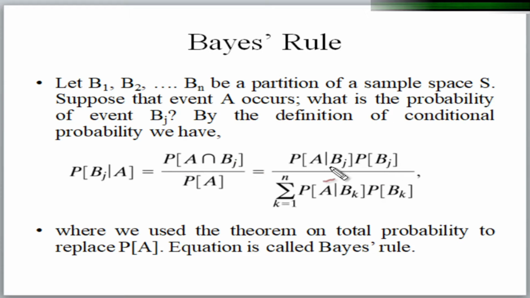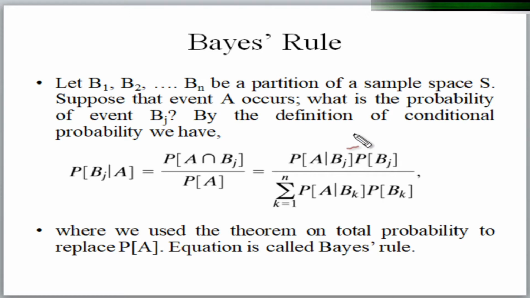So let us discuss this theorem. Let B1, B2, up to Bn be a partition of a sample space. Suppose that event A occurs. What is the probability of event Bj? By the definition of conditional probability, we have this formula, and by Bayes theorem it can be replaced by this one, where we use the theorem of total probability to replace P(A). This equation is called Bayes rule. Okay, this is replaced by the total probability theorem. So how can we do it, and what are the basic principles by which we have converted this into this? This is discussed here.